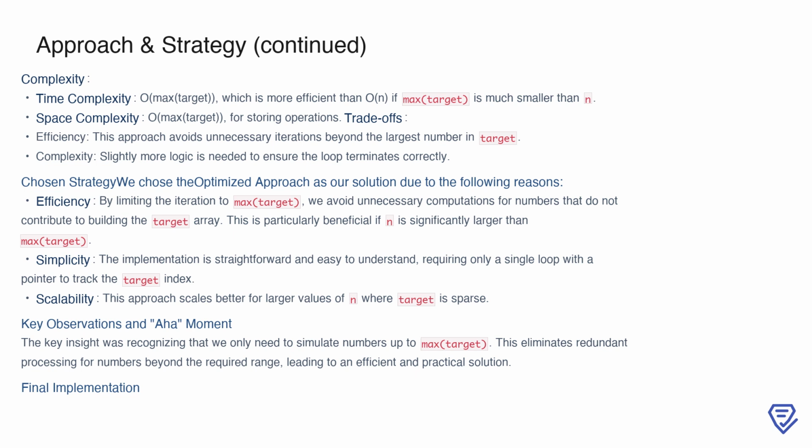This approach significantly reduces the time complexity to O(max(target)), and the space complexity to O(max(target)), making it more efficient. The key trade-off here is that the logic becomes slightly more complex since we need to ensure the loop terminates correctly once all elements in target are processed. Nonetheless, this method avoids redundant iterations and is particularly useful when n is much larger than max(target).